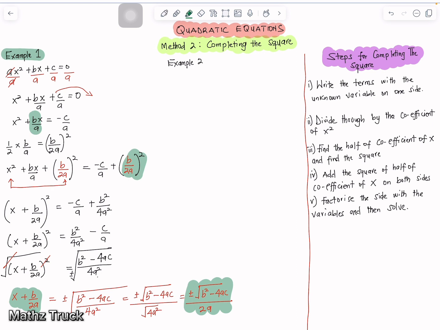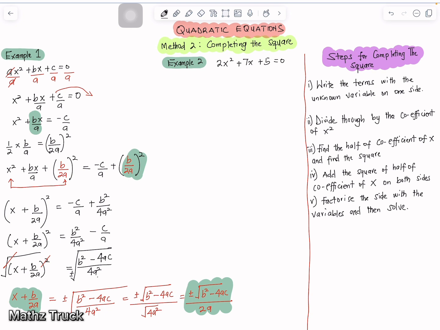So example 2, we have a question like, we have 2x squared plus 7x plus 5 equals 0. 2x squared plus 7x plus 5 equals 0.